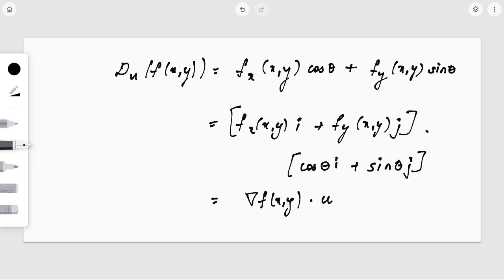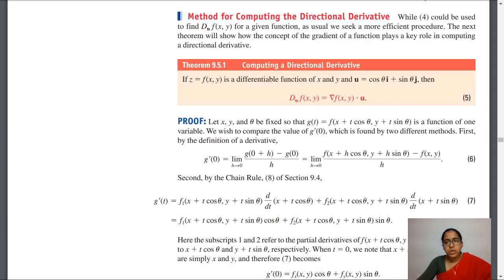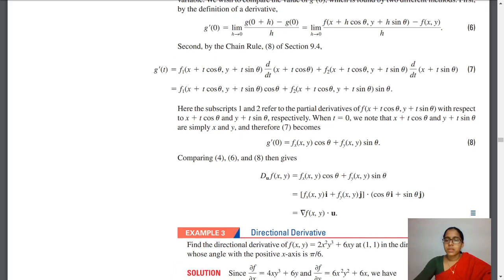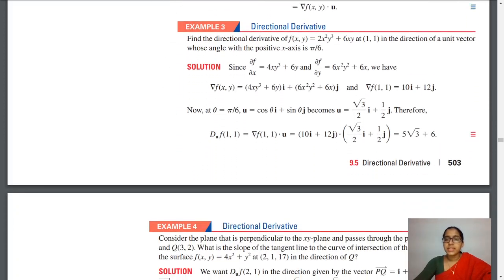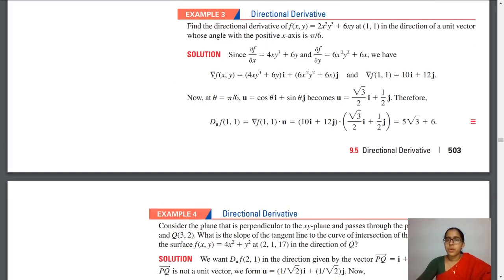So we have proved that Du, or the directional derivative of f of xy, is nothing other than the gradient of f of xy dot u. That is the dot product of these two vectors. Now we are going to see an example in which we will depict how to find the directional derivative using the above mentioned formula.